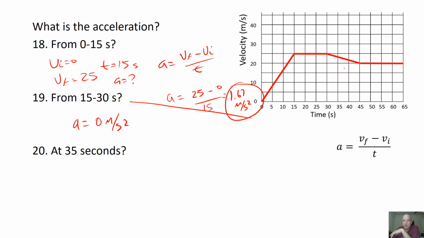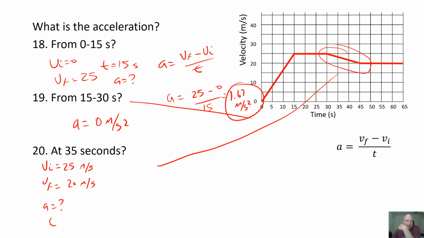Then when you get to 35 seconds, you're going to have to take that whole interval right here. So for 35, we're going to try to take the information off of that. We're going to go back to a equals Vf minus Vi over t, and we're going to have a Vi of 25 meters per second, a Vf of 20 meters per second, a equals question mark, and the time interval would be, so 35 seconds, we're going to try to find the slope of this line, the slope on a velocity time graph. And then we're going from 30 to 45, which is still going to be 15 seconds.